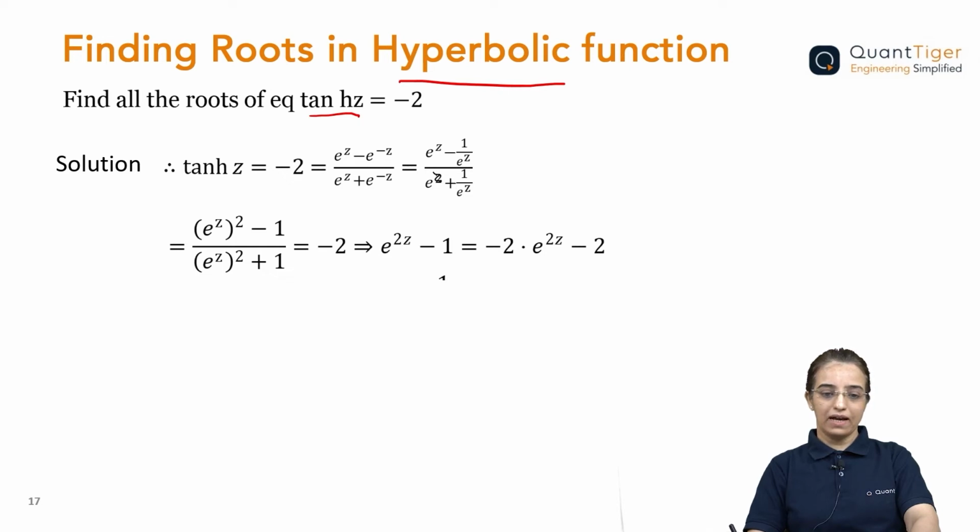जैसे कि हमें निकालना है tanh z, tan hyperbolic z is equal to -2 दिया हुआ है. We have been asked to find all the roots of this equation. So let's start simplifying it. First of all, we should know the formula for tan hyperbolic form. We should know it.